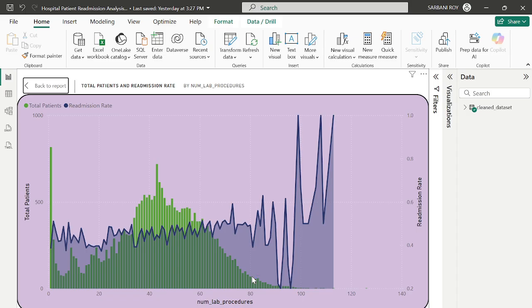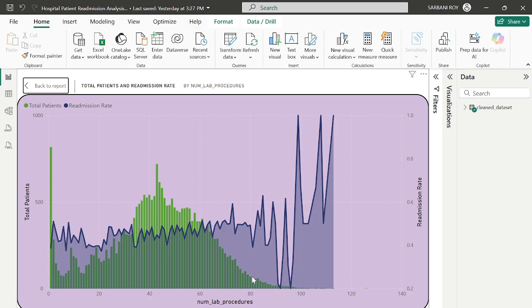After 100 plus lab procedures, the readmission rate reaches 1.0. Every single patient with that many lab tests was readmitted. These patients likely had very serious conditions, multiple complications, or were in ICU-like monitoring. This tells us extremely high lab usage is a strong indicator of critical illness.